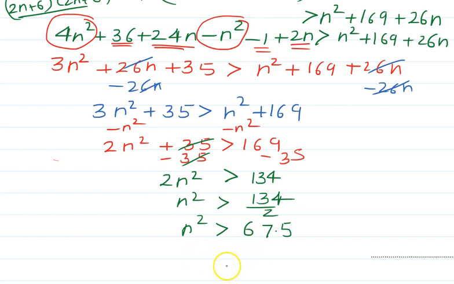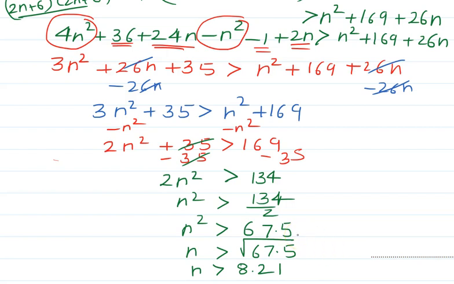That is 67. If you take the square root both sides, n is greater than the square root of 67, because this is a calculator paper. If you put this in a calculator, you get n greater than 8.21. So basically n is greater than 8.